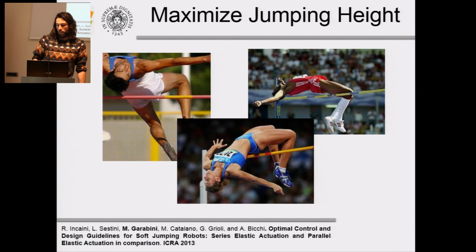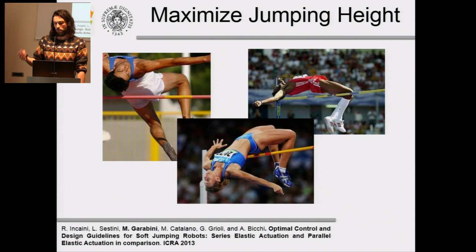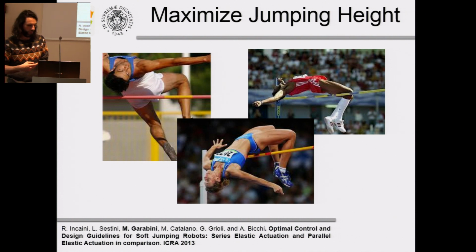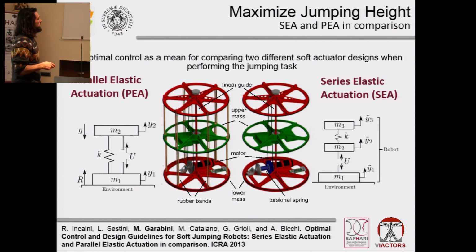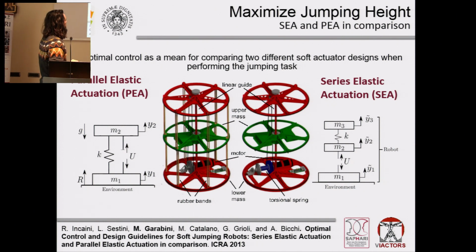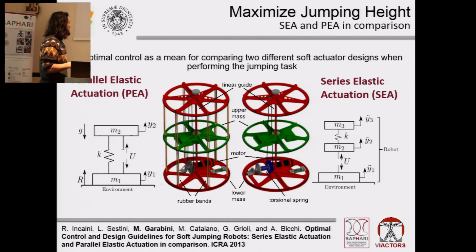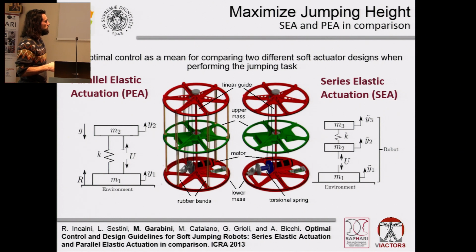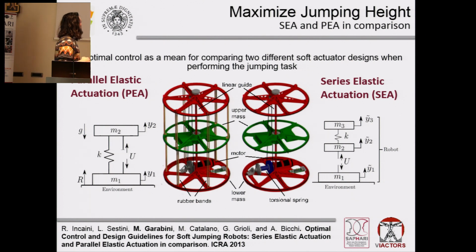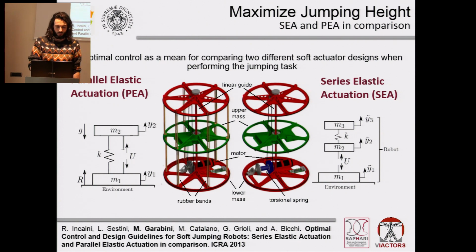Okay, now we will see another task in which there are more constraints, and in which the goal is to maximize the jumping height. We are going to see the results of this analysis for both the series elastic and the parallel elastic actuation. In the series elastic, the spring is in between the motor and the link, and in the parallel elastic actuation, the elastic transmission is in parallel with the motor action.